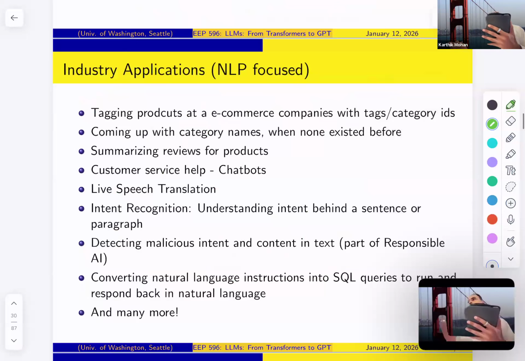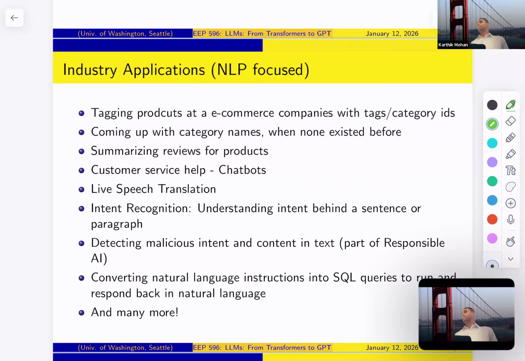Okay, I also put in some more industry-focused applications with a focus on NLP, actually. So tagging products at e-commerce companies with tags or category IDs. So catalog management, category management, category updates, categorizing your products. E-commerce companies have thousands of categories and tens of thousands of subcategories, and a new category keeps popping up every day. Managing them, organizing them so that it's easy for customers to browse through is part of this, right? Coming up with category names.